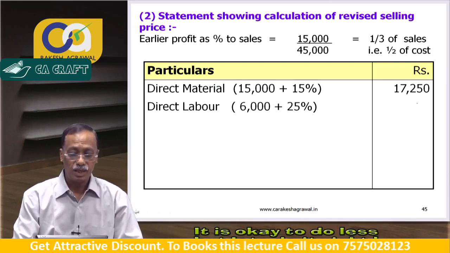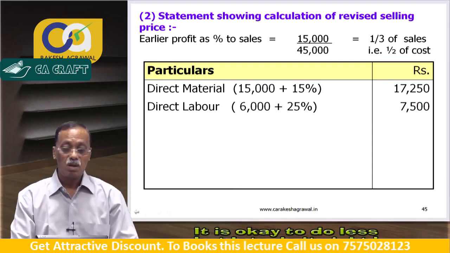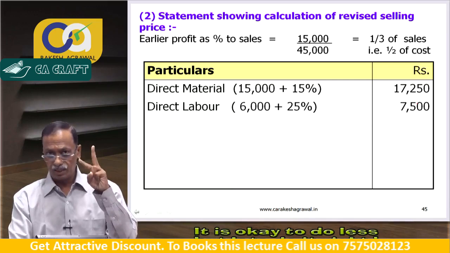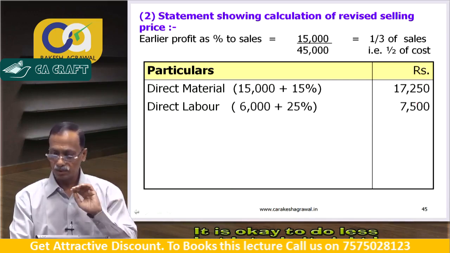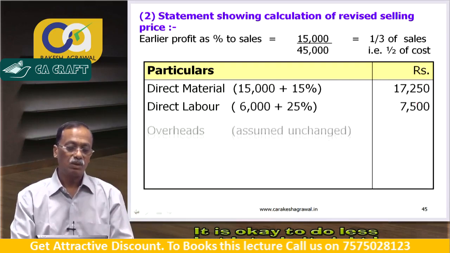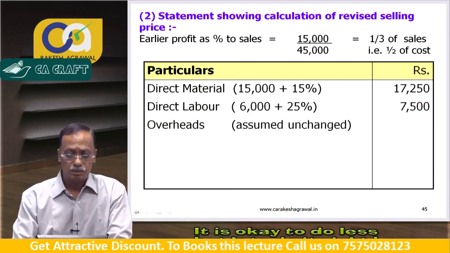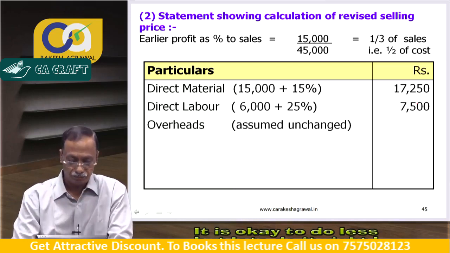Then direct labor 6,000 plus 25%, that is 7,500, correct? Now increase in cost was given only at two places, material and labor. For overheads, question is silent, so we'll assume overhead cost is same. So write down overheads. In absence of information, we'll write assumed unchanged. So it will be same. Overheads assumed unchanged. So we'll keep it same as 9,000.